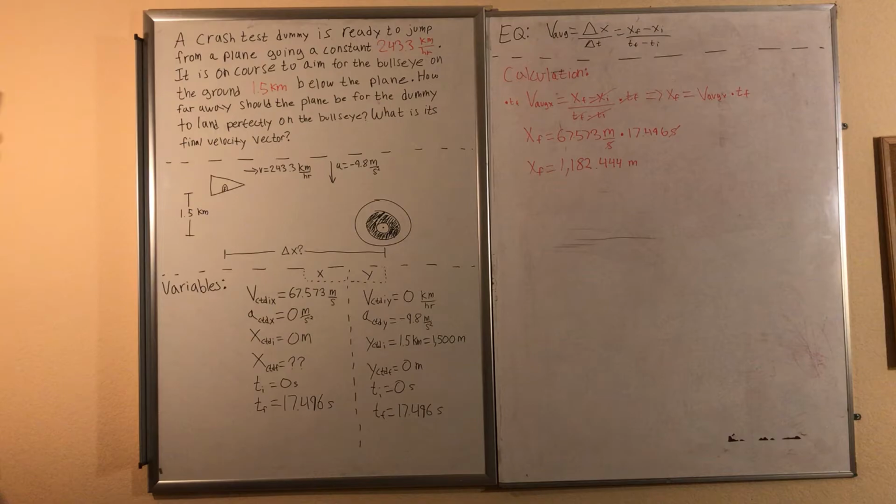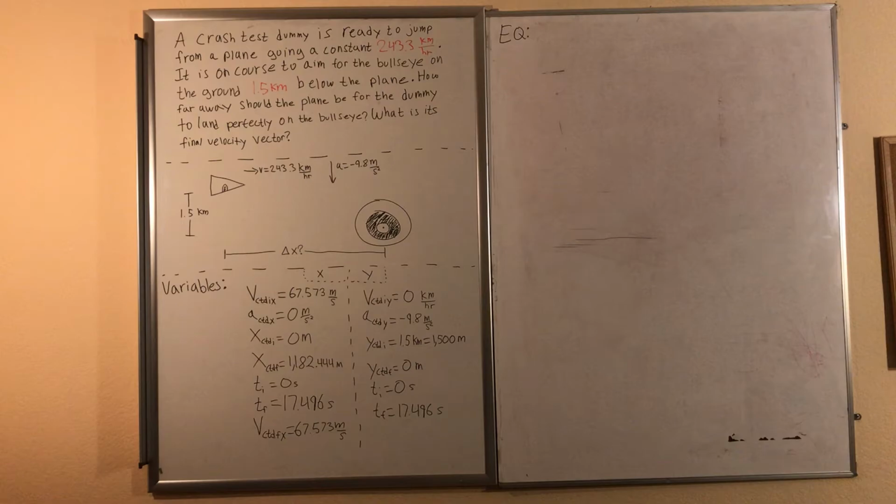So the dummy needs to jump 1,182.444 meters away from the bullseye. Let's write that in the variables. And let's also add the velocity final of x equals 67.573 meters per second, and we need the velocity final of y to find the vector resultant. Remembering our coordinates of x and y are at ground level, and the resultant vector gets placed here.